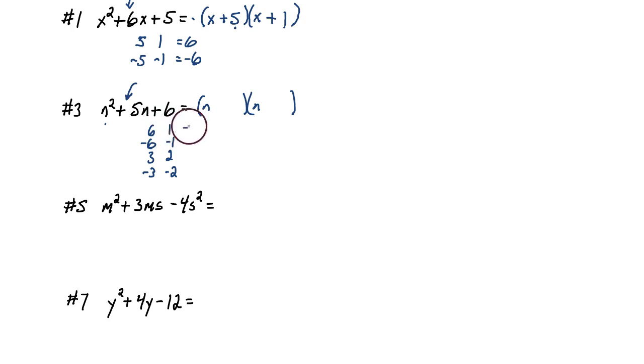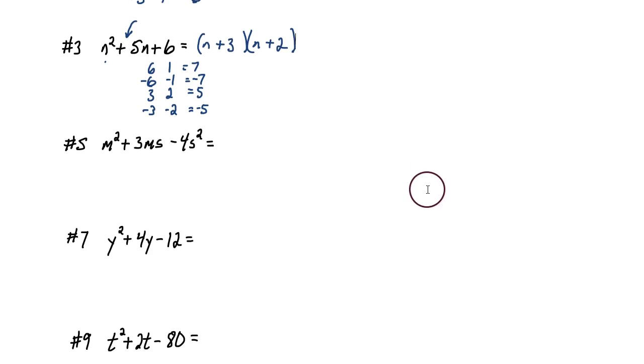6 plus 1 makes 7. Negative 6 and negative 1 makes negative 7. 3 plus 2 makes 5, and negative 3 plus negative 2 is negative 5. Our middle term is positive 5n, so it's the 3 and the 2 that we want to use. Fill in plus 3 and plus 2.